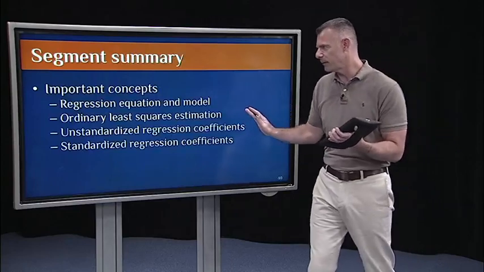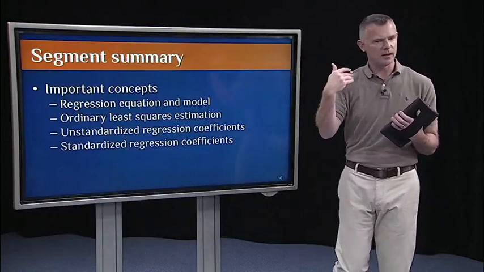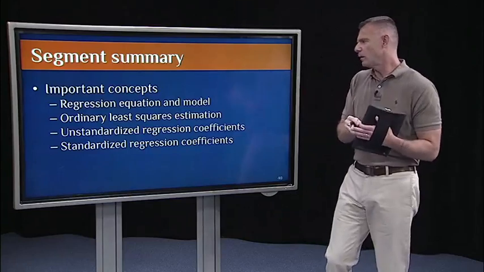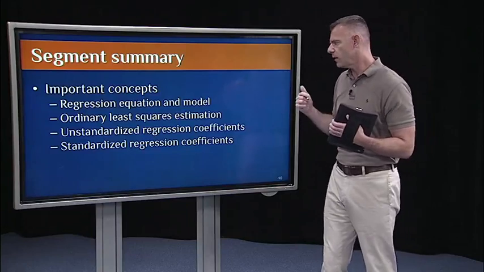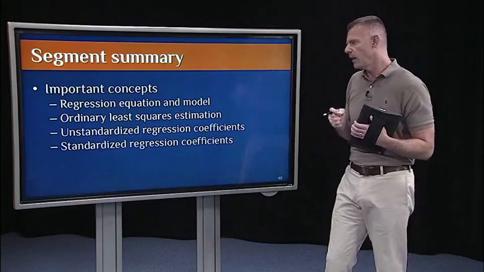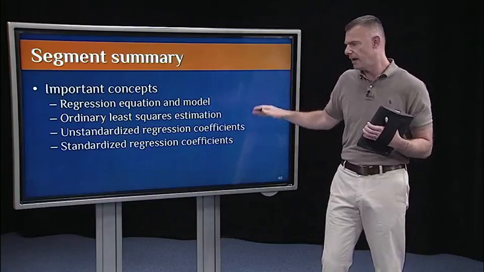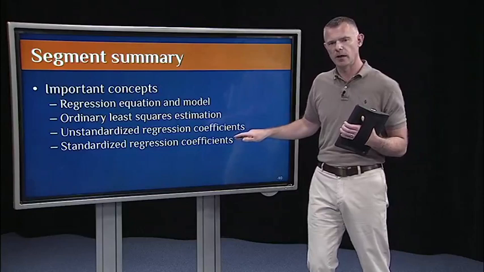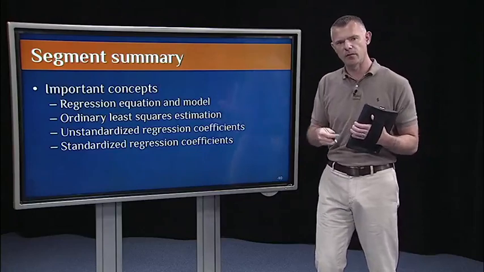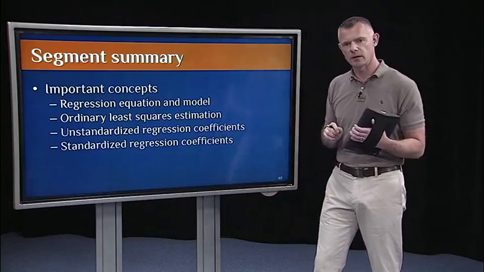So to wrap up this segment, the important concepts to take away, again, are to understand the regression equation and the model. Perhaps the most important concept in this segment is the idea of ordinary least squares estimation, the idea that we're going to minimize the residuals in our regression model. And then understand that we can calculate both unstandardized regression coefficients and standardized regression coefficients. And I'll show you how to do each of those in lab this week using the lm function and one extra function to do the standardized piece. And that's it for calculating the coefficients.